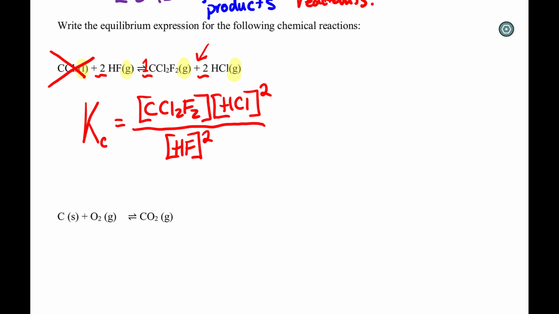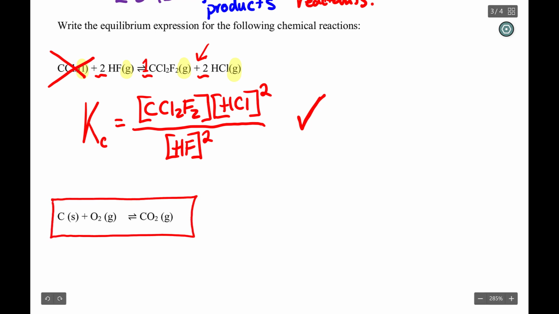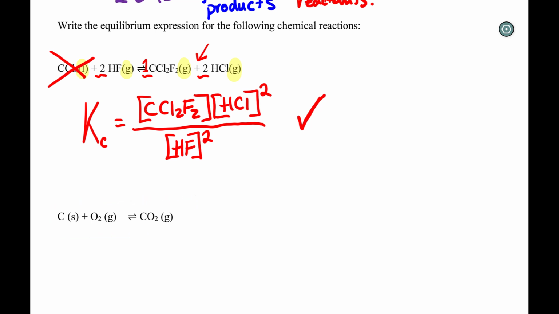So I hope you did well on that. This would be correct. Great job. I'd like you to try the next one. Same thing. Try to write the equilibrium expression for this reaction. Pause the video now and then check to see if you get it right.